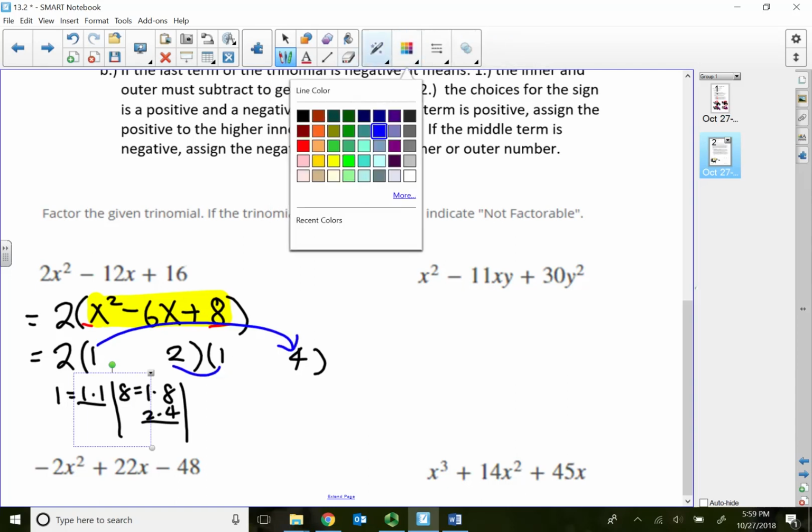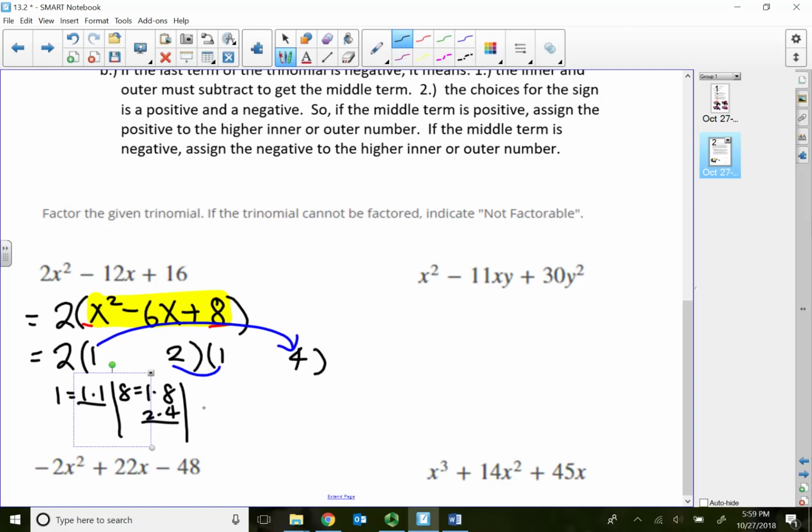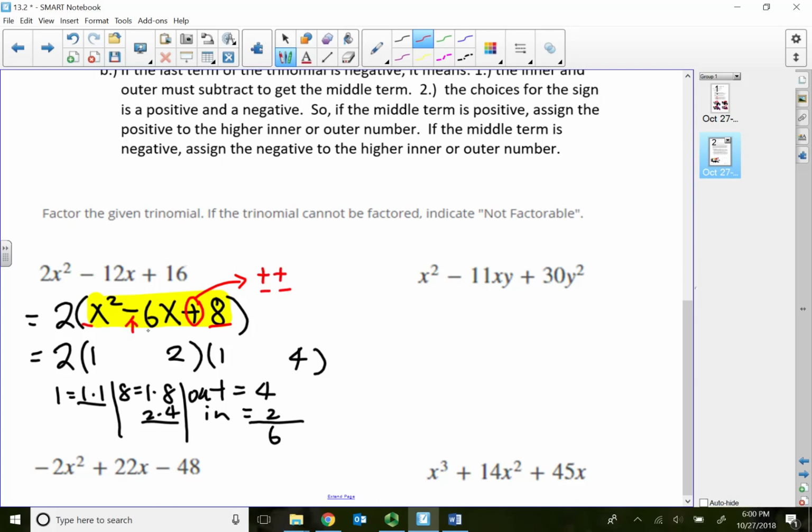Step number 4, let's make sure our inner and outer combined can give me my middle term. Right now my outer, 1 times 4, is 4. My inner, 2 times 1, is 2. 4 and 2 combined can give me a 6 in the middle if I add. When the last sign is positive, it tells me the choice for the sign is plus plus or minus minus, so that depends on the middle term. Since the middle term is negative, both my parentheses have to have negative, because both my inner and outer have to be negative. Put my x in there and I am done.